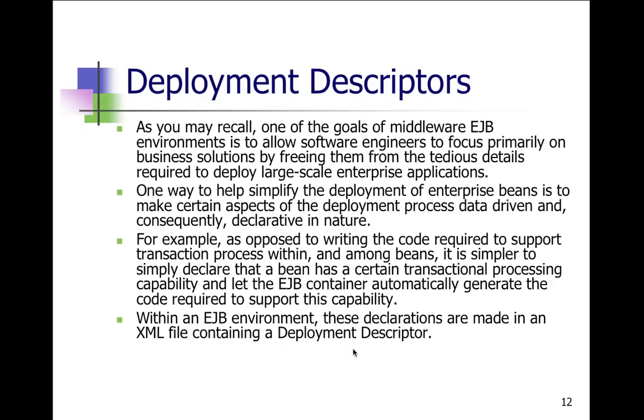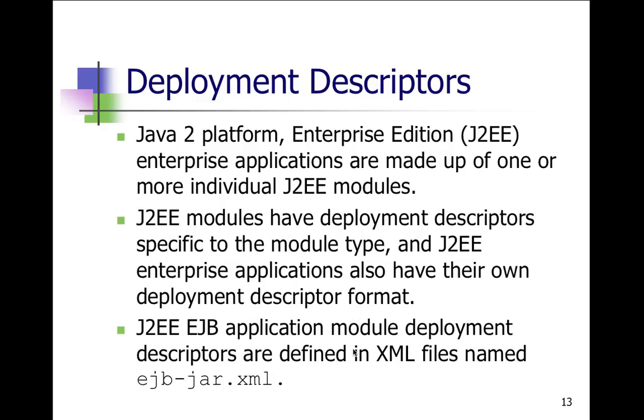Within the Enterprise Java Bean environment itself, the descriptors are made in XML files containing the deployment descriptors. This was referred to as the deployment descriptor. In the Java 2 EE platform, applications are made up of one or more individual modules, and the modules are deployed. They have deployment descriptors specific to the module, and the enterprise applications also have their own deployment descriptor format.